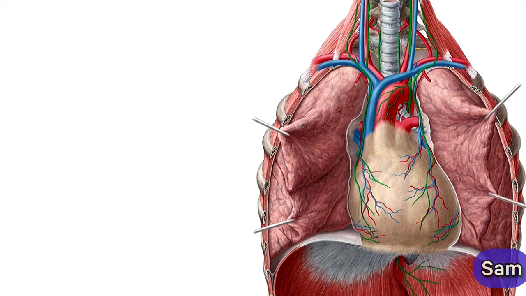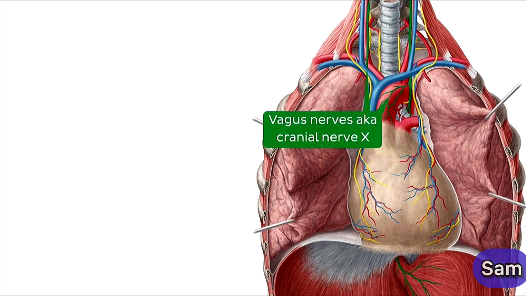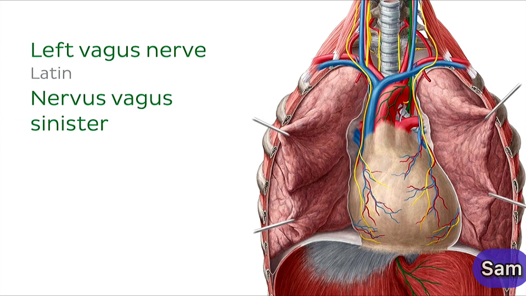And the first nerves that we're going to be looking at are the vagus nerves, or you might also hear them referred to as cranial nerve 10. Seen over here is the left vagus nerve, and it can be kind of tricky to find during dissection, so let's have a look at some key landmarks for this nerve.